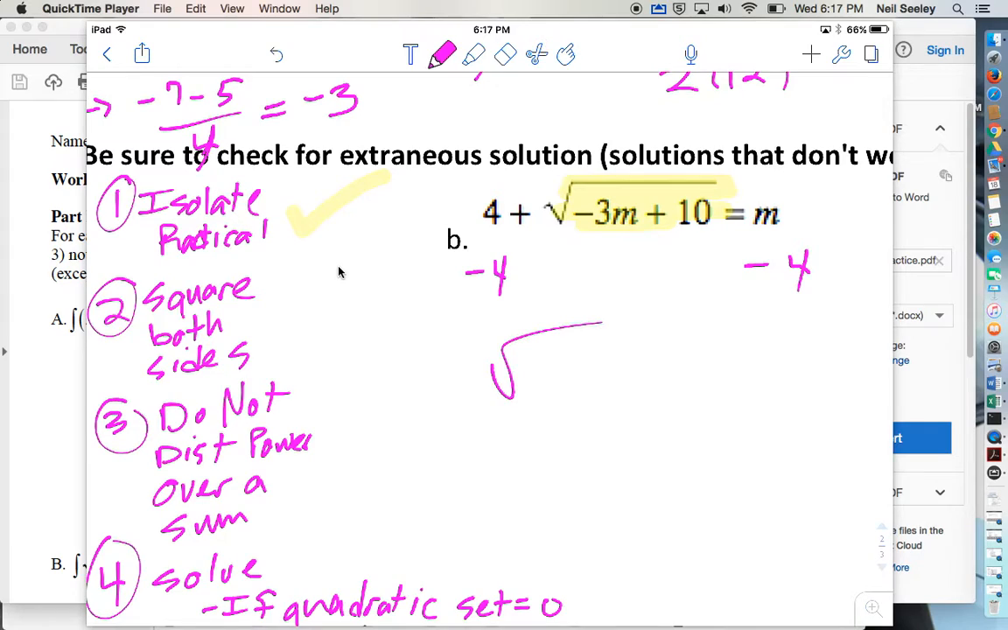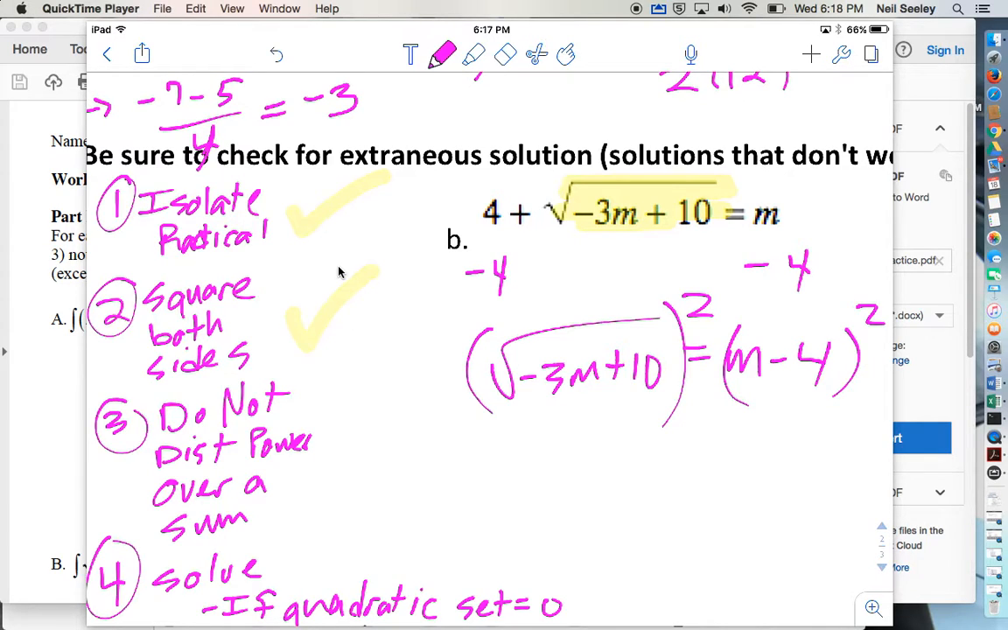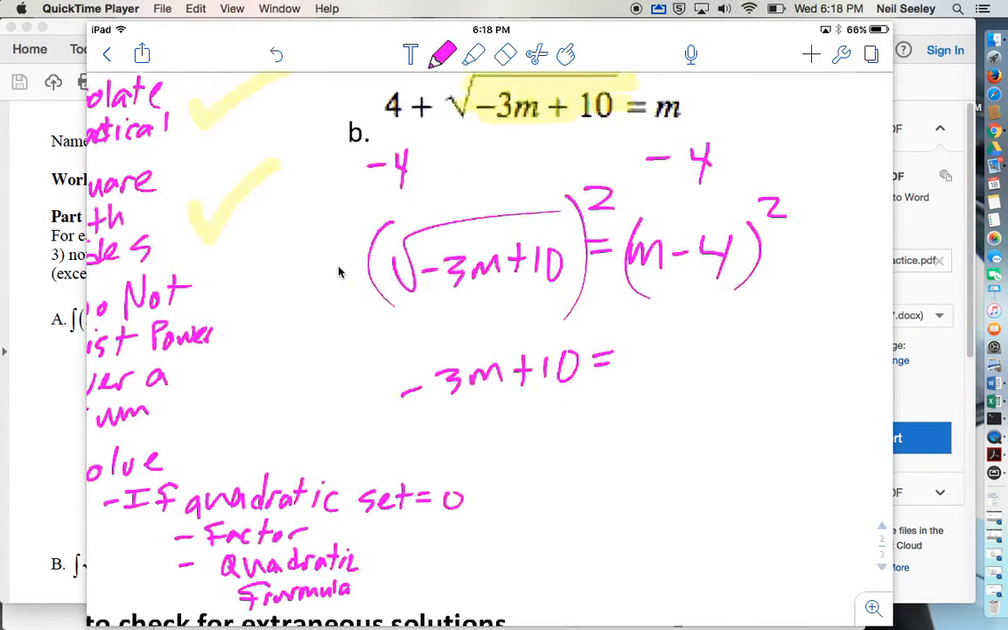And what we end up with, negative 3m plus 10 under the radical is equal to m minus 4. That's when you can square both sides. So check, we're going to do that. We're going to go in and square both sides. And then we are left with negative 3m plus 10 on the left. That's why we squared both sides. And on the right, not m squared minus 4 squared. No, no, no. It is m minus 4 times m minus 4. Get used to writing that.